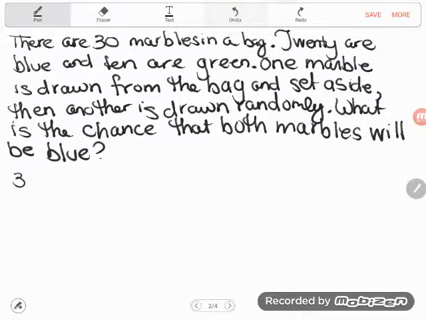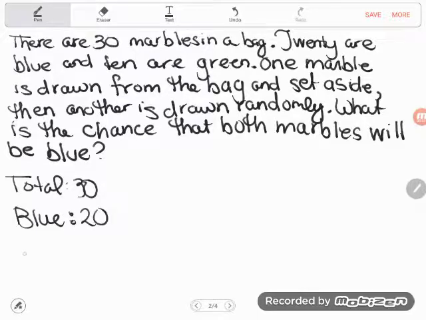There we go. Let's go total 30, blue, 20, and for green, we've got 10. Now, again, in this problem, we have two events happening again.